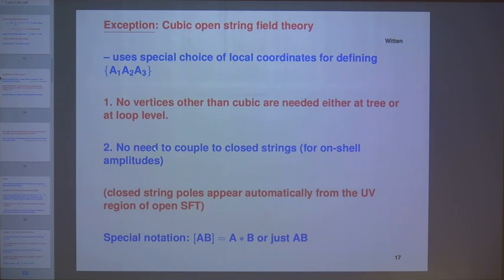And there is also no need to couple to closed strings, at least for on-shell amplitudes. Okay, for on-shell open string amplitudes, you can get by without adding closed strings. So for this theory, one uses a special notation. Okay, this square bracket that I introduced earlier. Now, of course, there is no higher square bracket because there is no higher point coupling. The square bracket is often denoted as A star B, as a star product, or just AB sometimes.